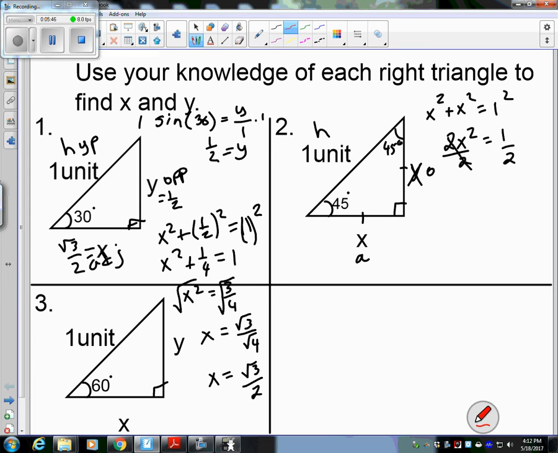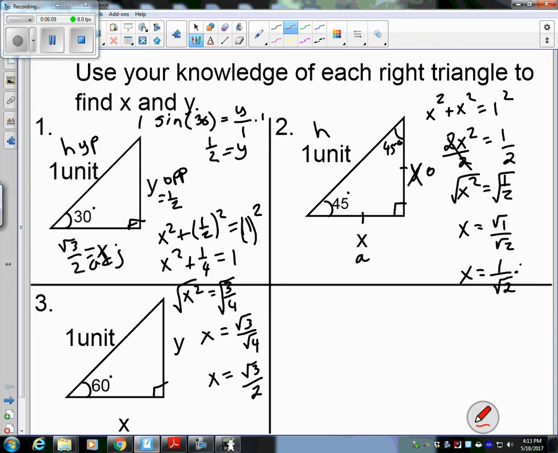You get x squared equals 1/2. When you square root this, you're going to square root the numerator and the denominator. The square root of 1 is 1. That's nice. But the square root of 2, we can't do it. You can't simplify that. But we cannot have a denominator with a square root in it.